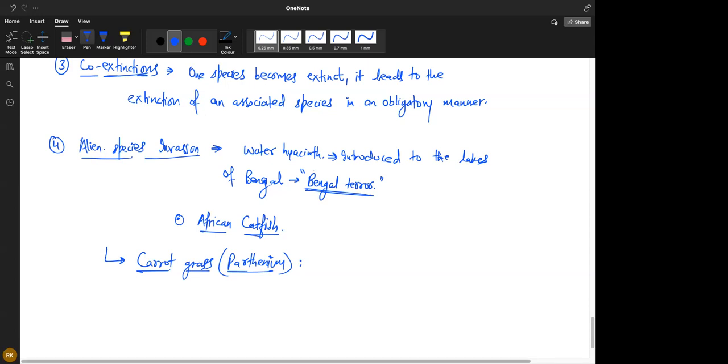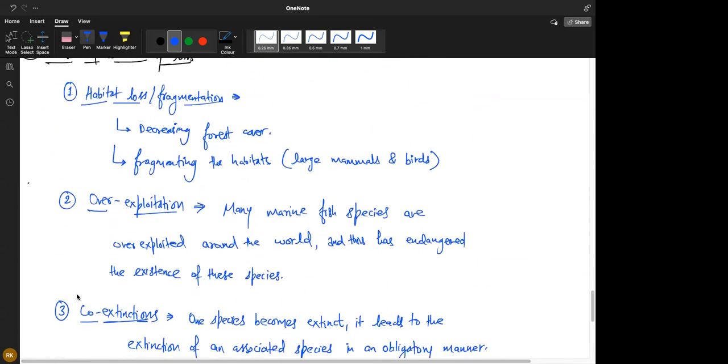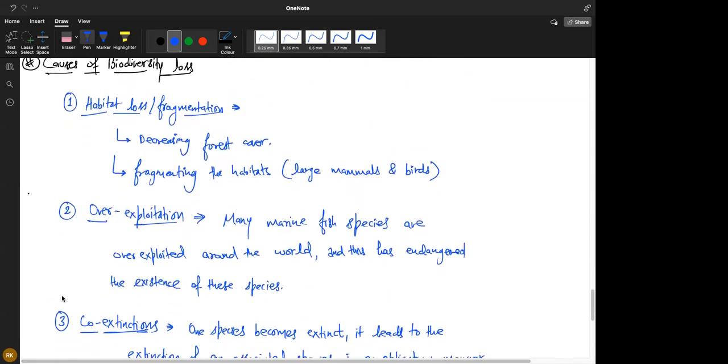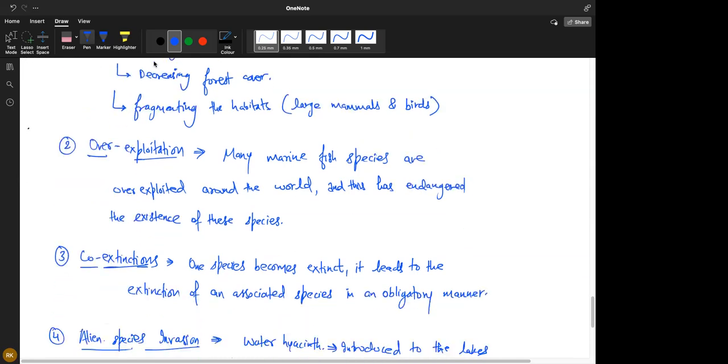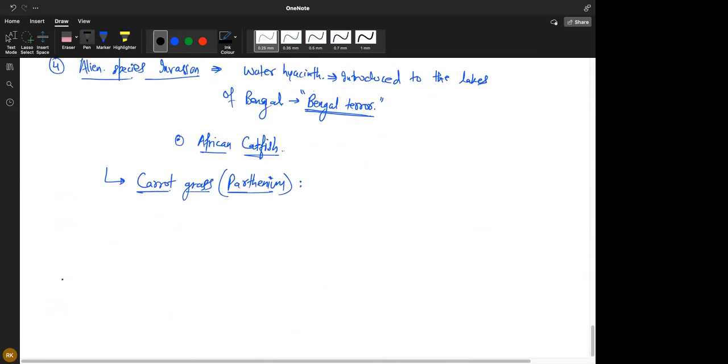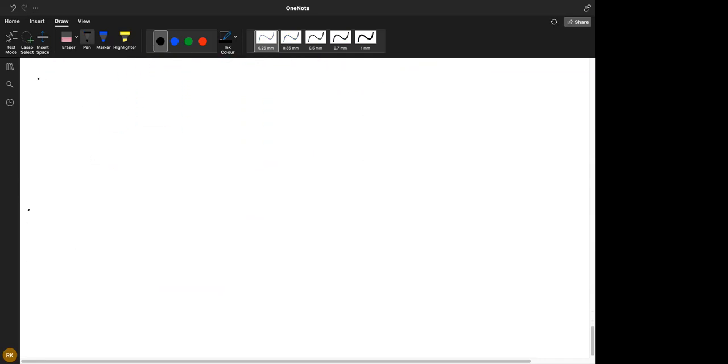Yeah, so these four reasons are the major reasons for biodiversity loss. And now, as we know that there is biodiversity loss, we have to conserve biodiversity, correct? So we come to the next part, the last part of the chapter, which is biodiversity conservation.